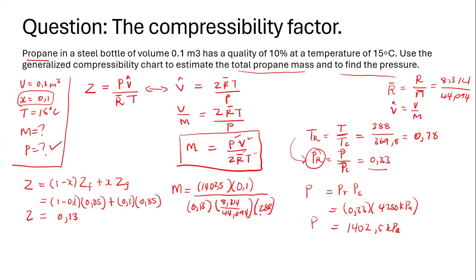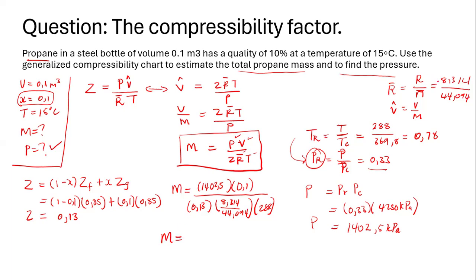So I'm going to say 1402.5 multiplied by 0.1 divided by 0.13 multiply by fraction 8.314 divided by 44.094, close the bracket, 288. And then let me see. Oh, I said 28,288. And then my answer here, our mass in kilograms.